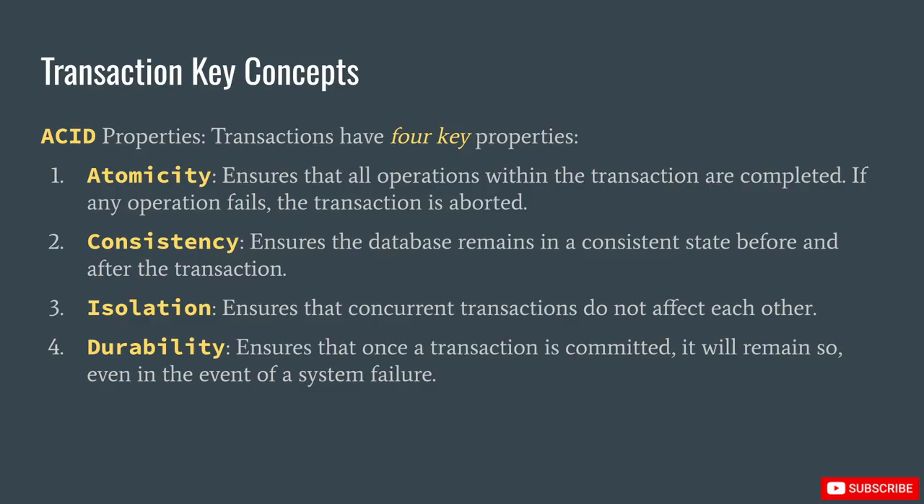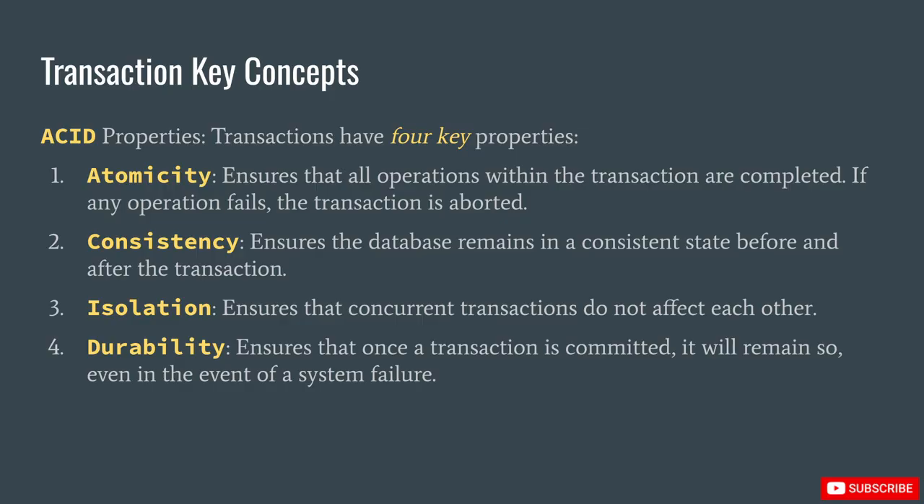Consistency keeps the database in a stable state before and after the transaction, ensuring it meets all defined rules and constraints. Isolation makes sure that transactions running concurrently don't interfere with each other, preserving the integrity of each transaction's results. Finally, durability guarantees that once a transaction is committed, it is saved permanently, even in the case of a system failure.